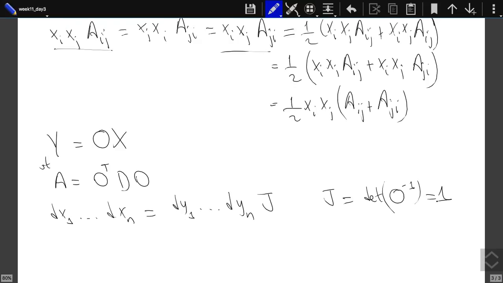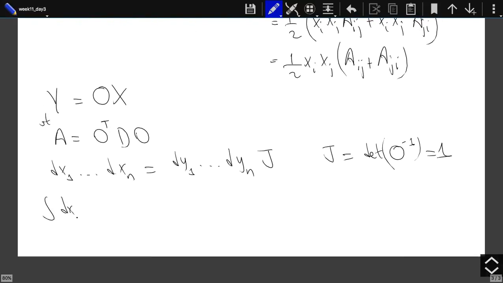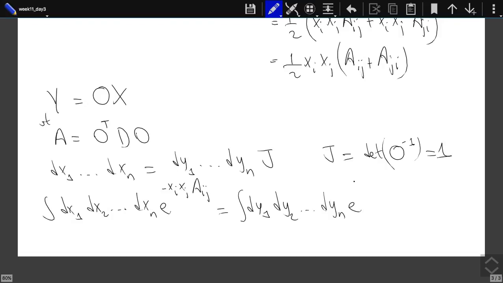Some linear algebra. And so what we have is, although initially we had this one, now we have the integral over the y's of e to the power minus y_i squared lambda_i squared. Now lambda_i are the eigenvalues of A.